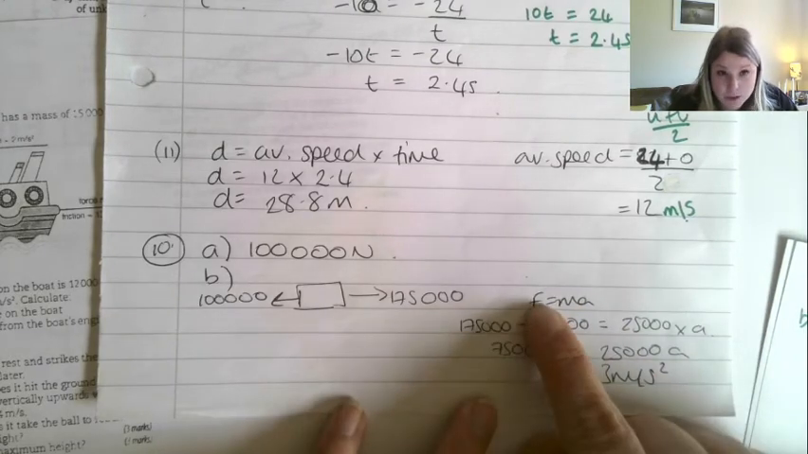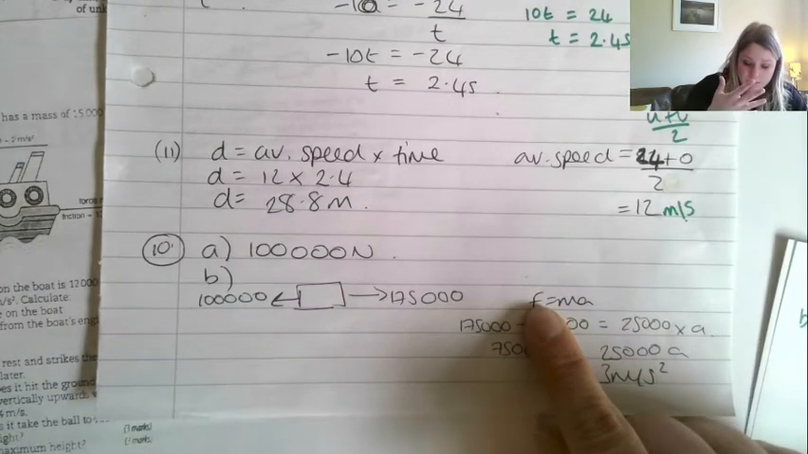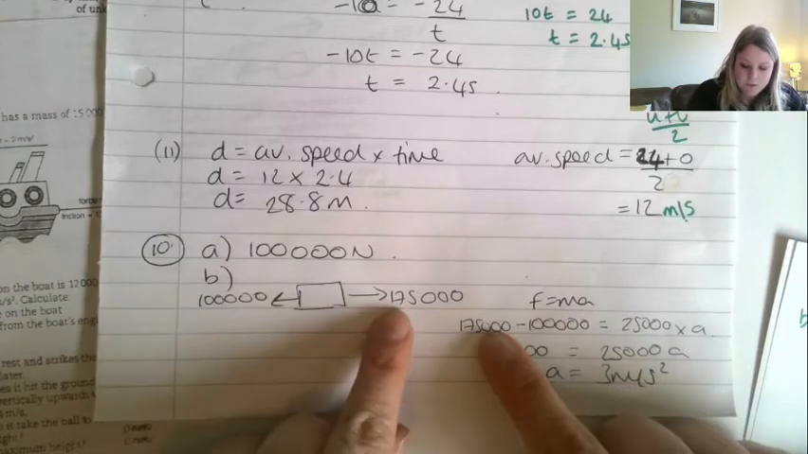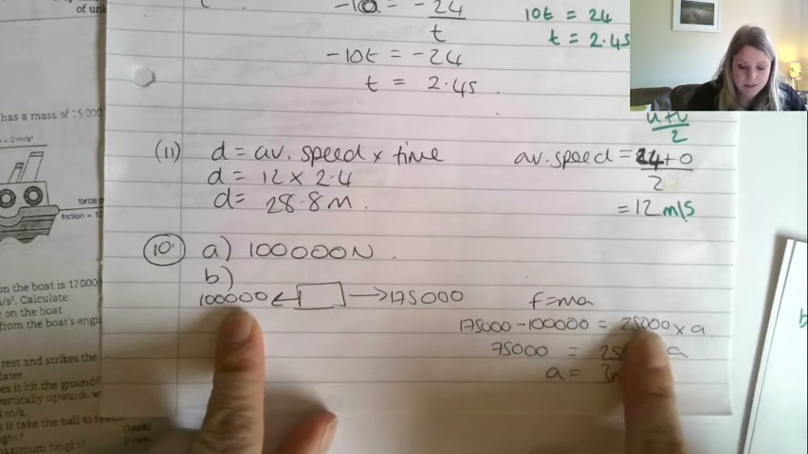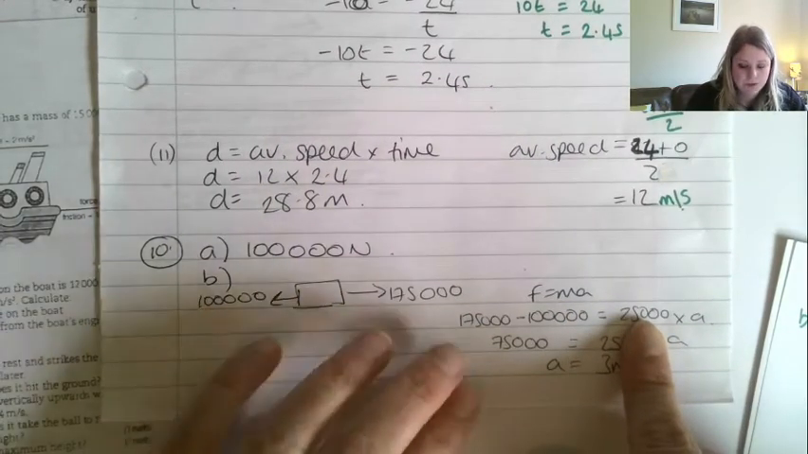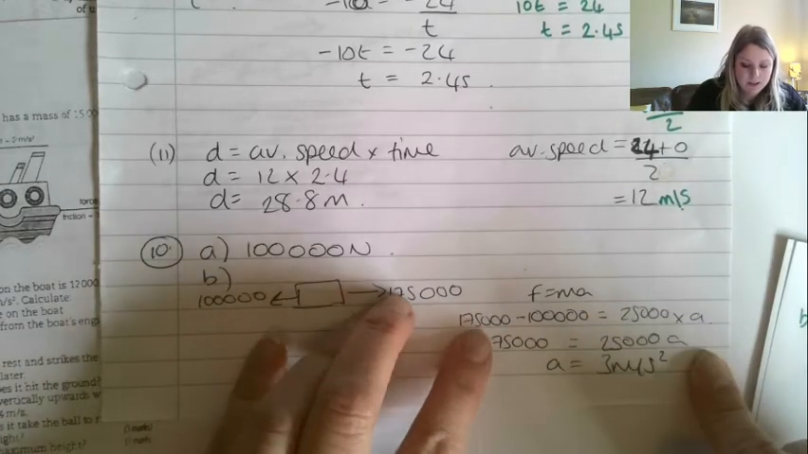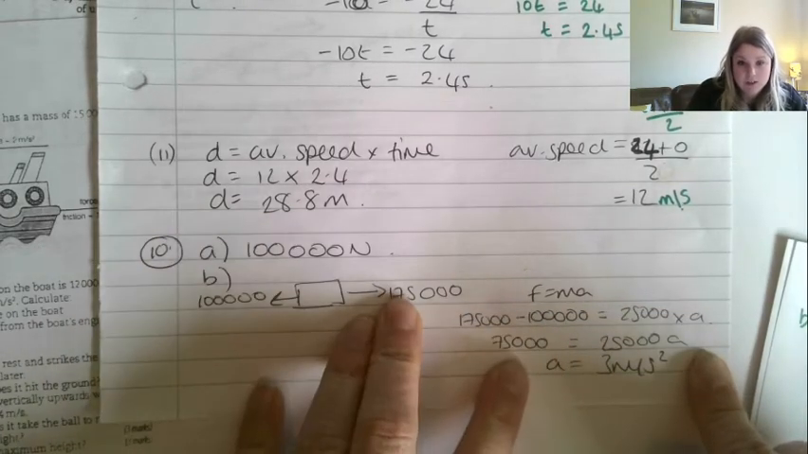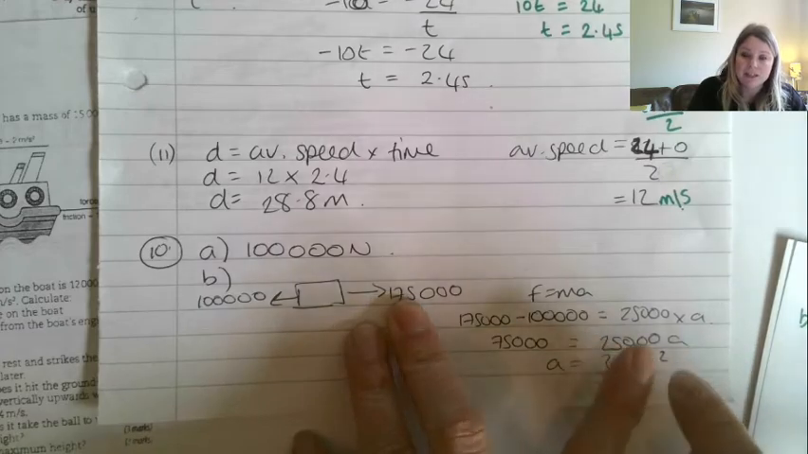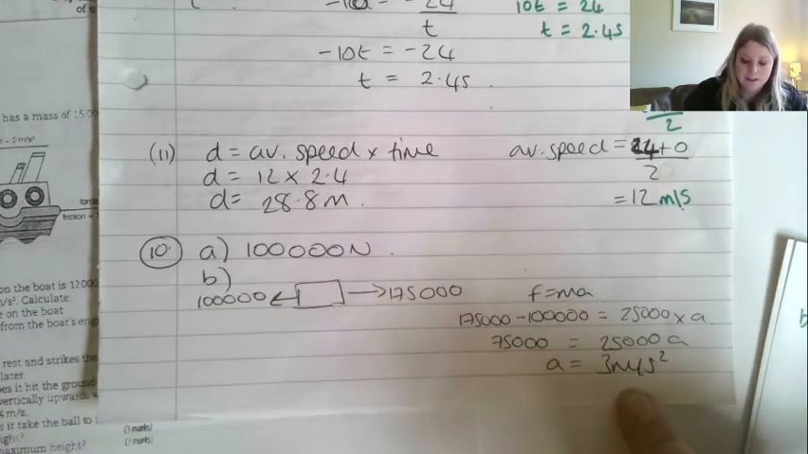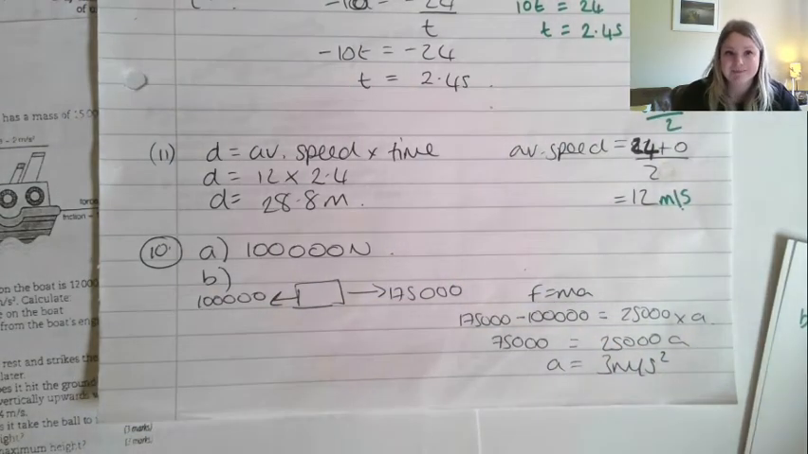The resultant force is the F in F equals ma. So it's going to be the forward force minus the frictional forces. Mass was 25,000. So tidying up from this line to this line, this, take away this, gives you 75,000 equals 25,000a. Divide by 25,000 and you get the acceleration to be 3.